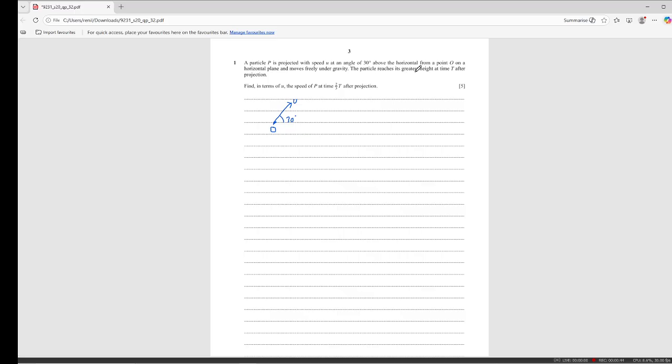The particle reaches its greatest height at time t after the projection. Find in terms of u the speed of P at time 2/3 t after projection. Let's consider this to be the floor. What actually happens in projectile motion is when you throw an object with velocity like that, it will reach a peak, or the apex, and then it just falls back down in that same trajectory.